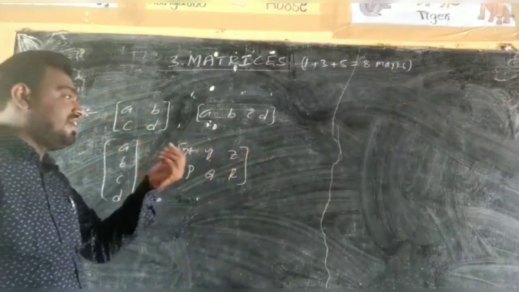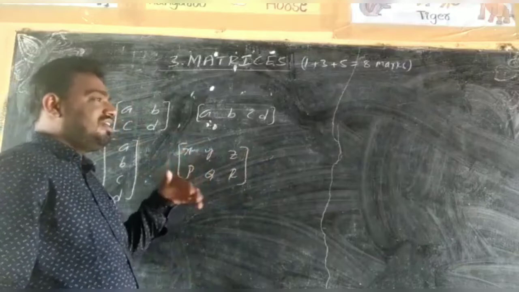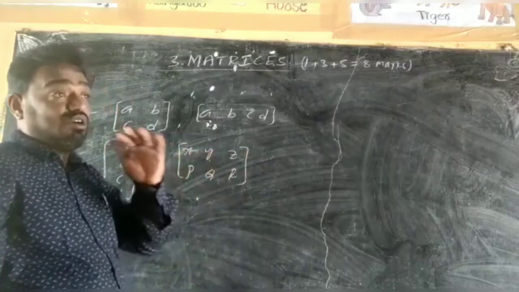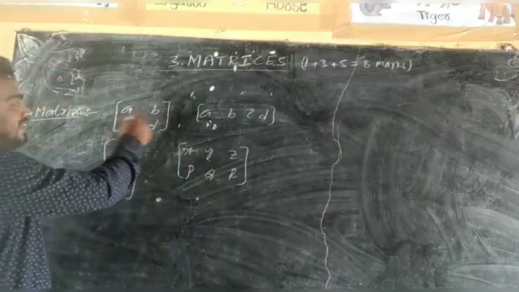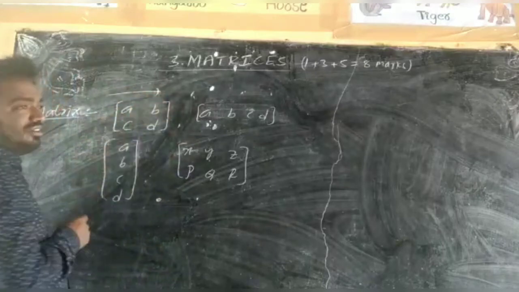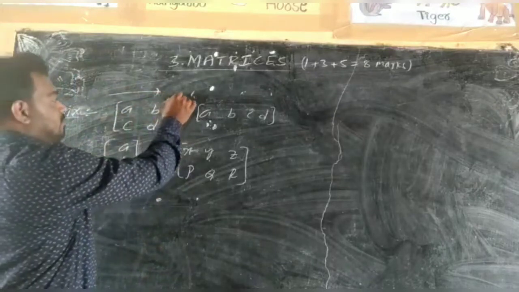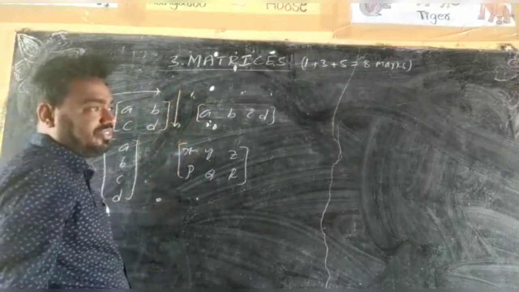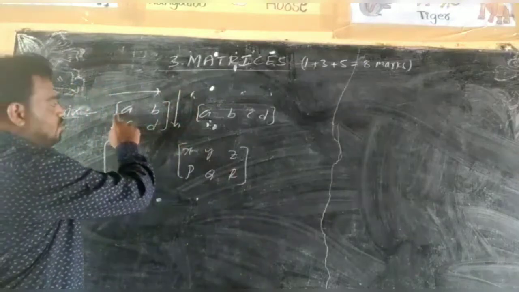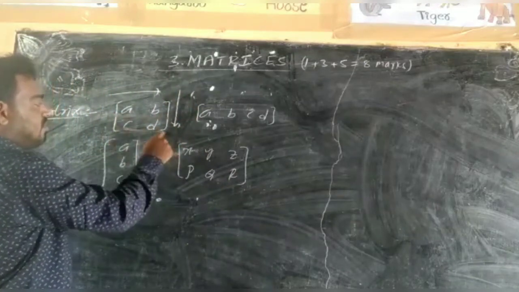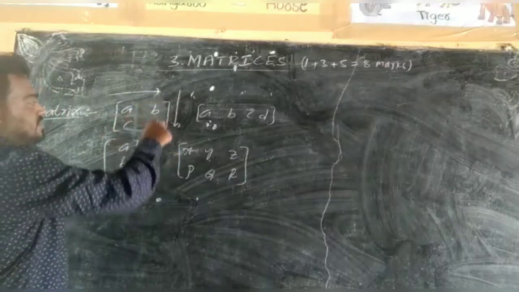Here, how many rows are there? 2 rows. How many columns? 3 columns. How do we count rows? Left to right is called a row, and top to bottom is called a column. Right? How many rows are in this? 2 rows, first row, second row. How many columns? The first column, second column.